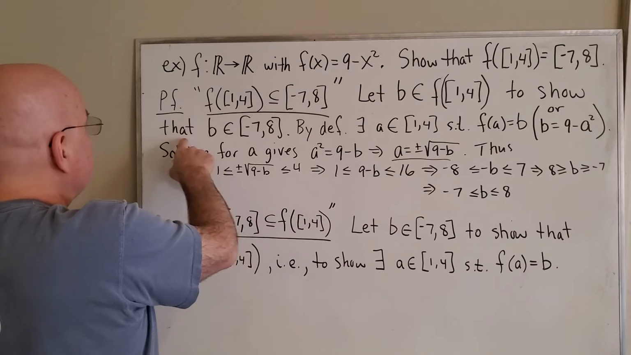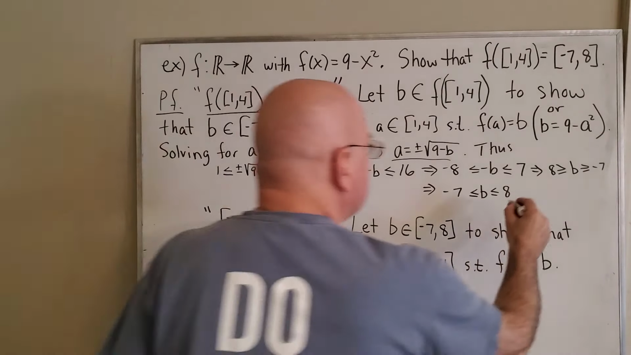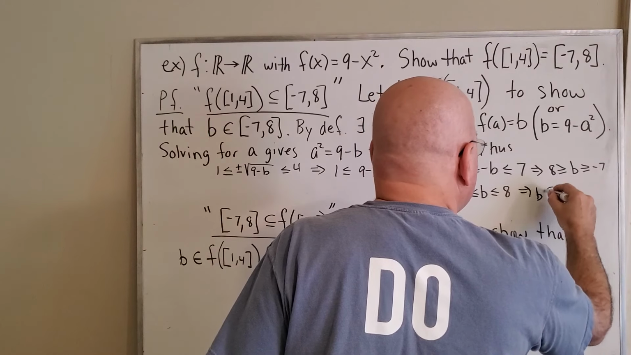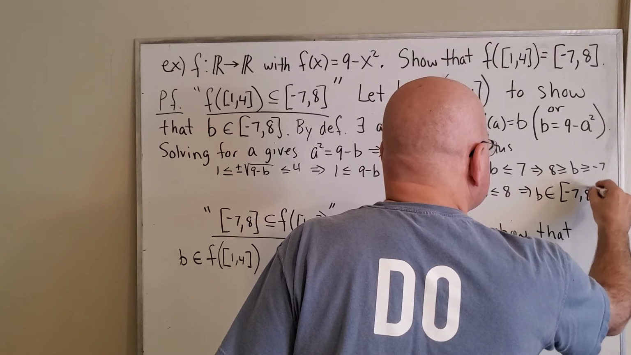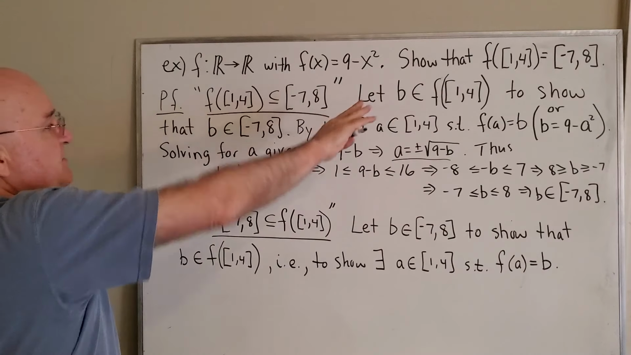Remember what we did? We had to show that b is in the interval from -7 to 8. So that implies b is in the interval from -7 to 8. That's the proof of the first case, of one direction of the proof.